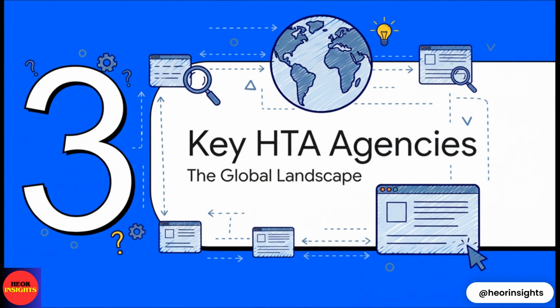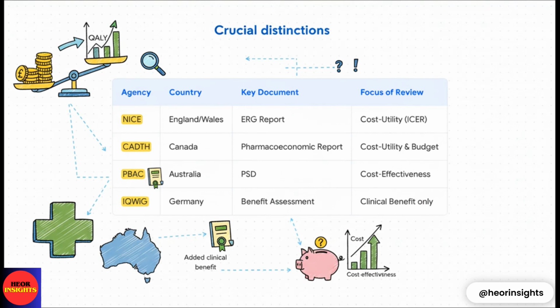Let's dive into Section 3, where we'll look at some of the key HTA agencies around the world. It's really important to understand that not all agencies are the same. For instance, NICE in the UK is very focused on cost-utility analysis. That's the cost per QALY. But if you look at IQWiG in Germany, they don't use QALYs at all. Their focus is purely on the added clinical benefit. Knowing these differences and knowing which key document to look for from each agency, like the ERG report from NICE or the public summary document from Australia's PBAC, is crucial.